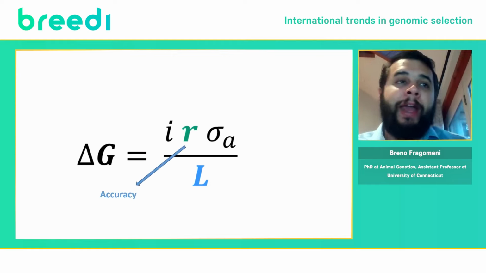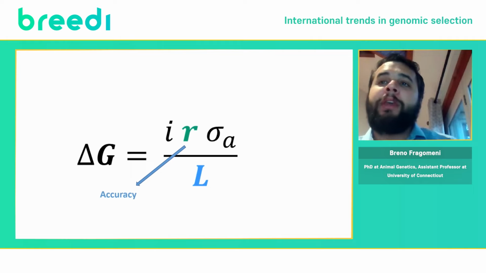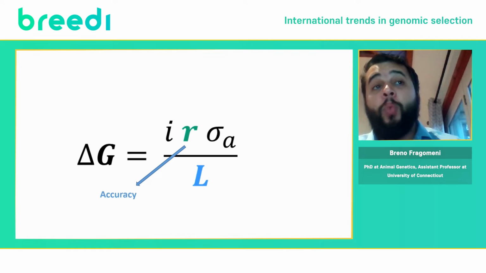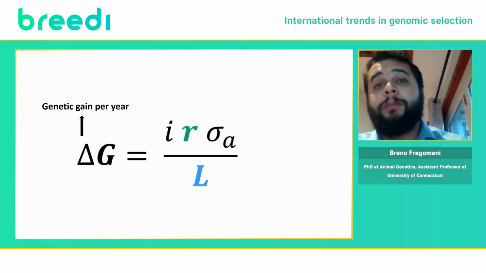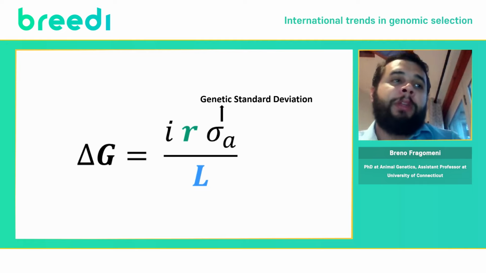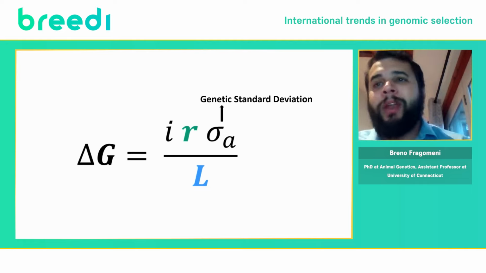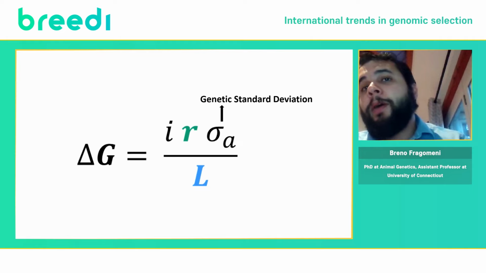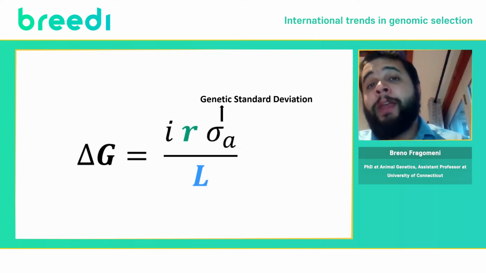However, accuracy of selection, the higher the accuracy is, the higher is the genetic gain. And that is something that we can gain a lot with genomic prediction. The genetic standard deviation is a characteristic of a population. We cannot do much, but we know that it also influences genetic gain.